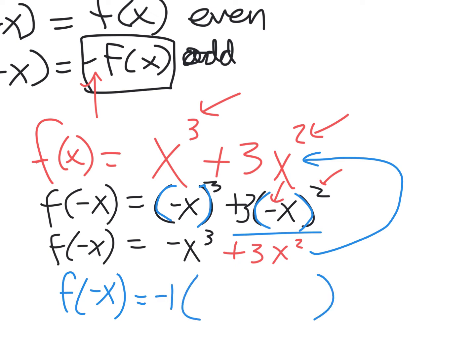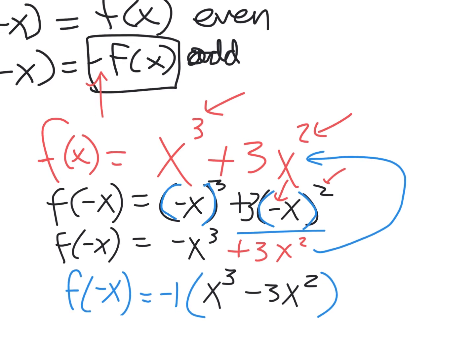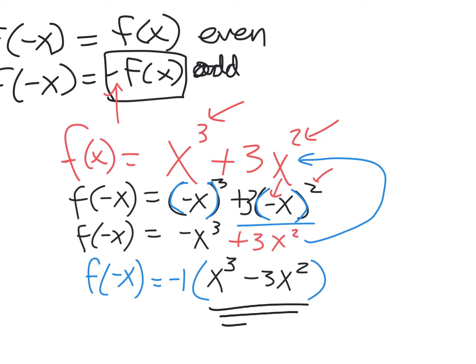Man, it seems like factoring is seriously in every lesson or every other lesson. You got more factoring. That's why I needed you to learn that stuff, because we get into weirder and weirder factoring. Now we're factoring out a negative 1. And we get x to the third minus 3x squared. Is this f of x? Nope. Then this is not even and it's not odd, so it's neither. It's neither nor.